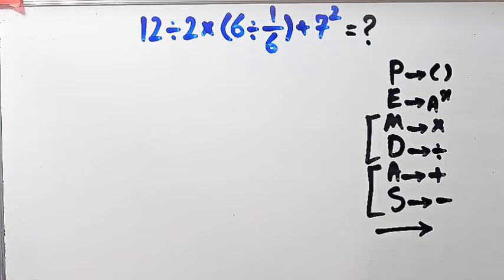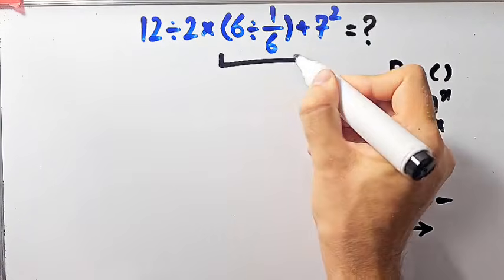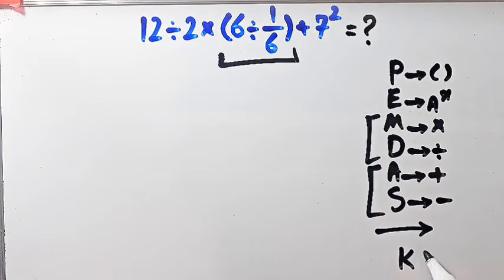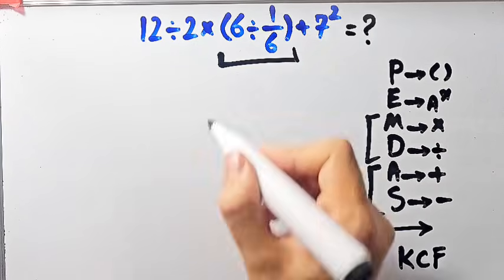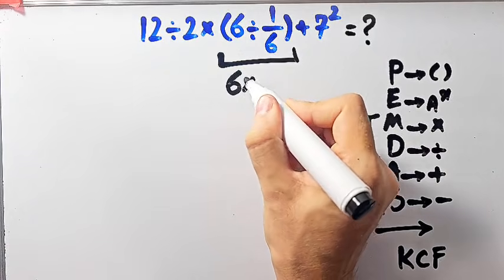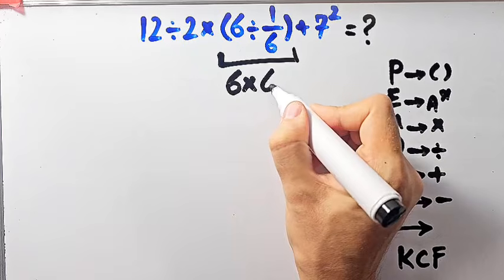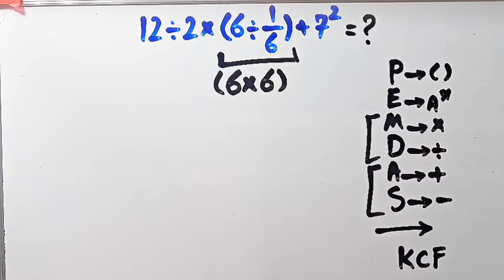We have 6 divided by 1 over 6. To solve this part, we need to follow the KCF rule. In the KCF rule, K stands for keep, C stands for change, and F stands for flip. We keep the first number as it is, then we change the sign, and after that we flip this fraction. Now we have 6 times 6 inside this parenthesis.